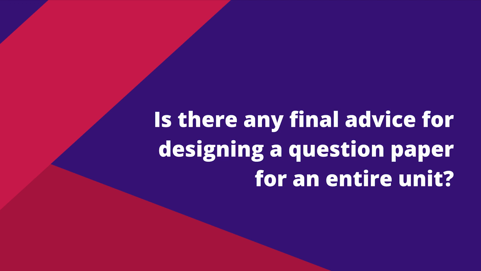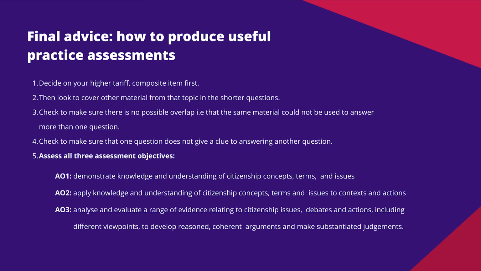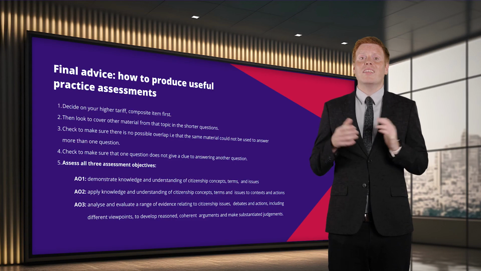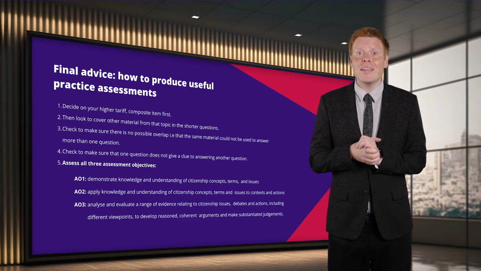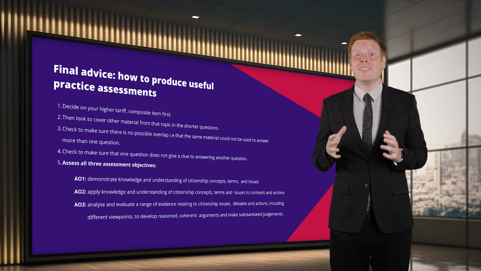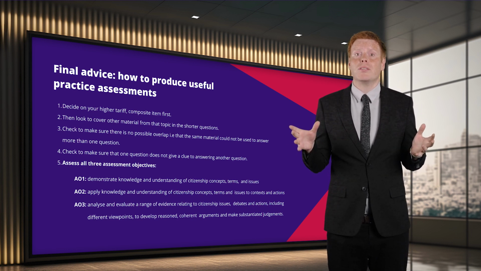Now we've discussed all types of questions, is there any final advice for designing a question paper for an entire unit? Yes, of course. Decide on your higher tariff composite item first. So if, for example, you've chosen your overall question theme for question 6, which includes question 6.1, which is a multiple choice question, 6.2, an 8-mark question, then consider the statement for the 8-mark question first. Secondly, after you've organised your higher tariff question, look to cover other material from that topic in the shorter questions.